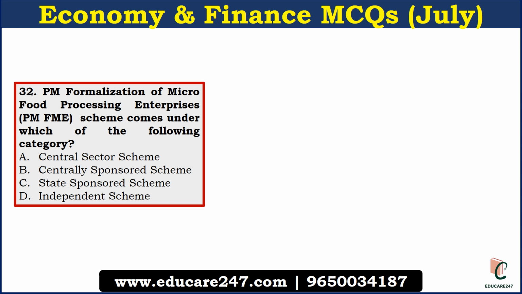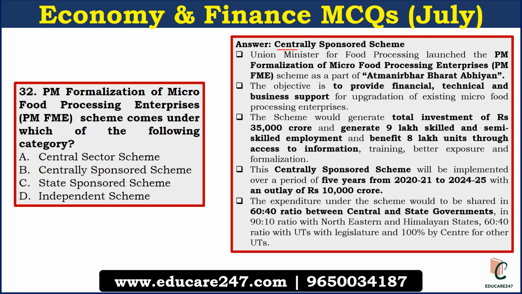The next question is, the PM Formalization of Micro Food Processing Enterprises scheme comes under which of the following categories? The answer is centrally sponsored scheme. Recently, the Union Minister for Food Processing launched the PM Formalization of Micro Food Processing Enterprises scheme as a part of Atmanirbhar Bharat. The objective of this scheme is to provide financial, technical and business support for the upgradation of existing micro food processing enterprises. So basically, some technical, some financial and business support will be provided to the existing food processing units, especially micro food processing units.